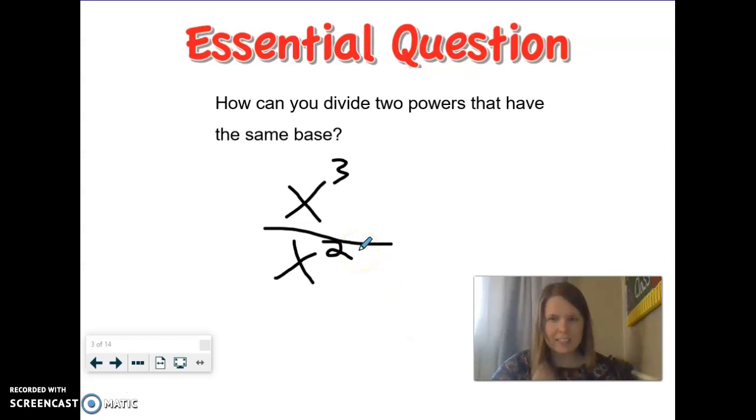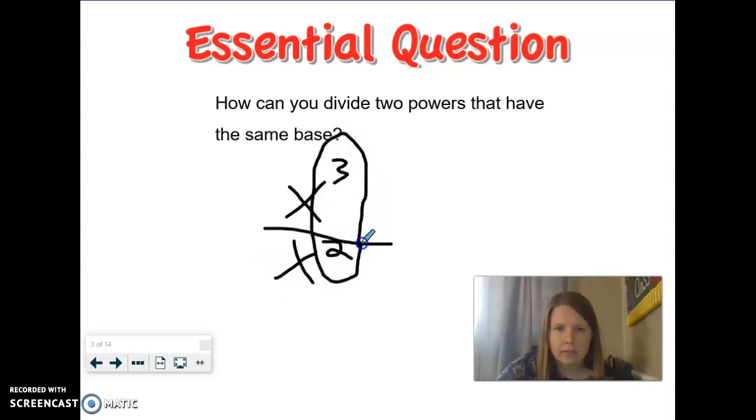Well, my base is going to stay the same, just like it was before. But what is going to happen with these exponents? Think about what happened with your multiplication. What happened when you multiplied them together? What do you think is going to happen if I divide them?